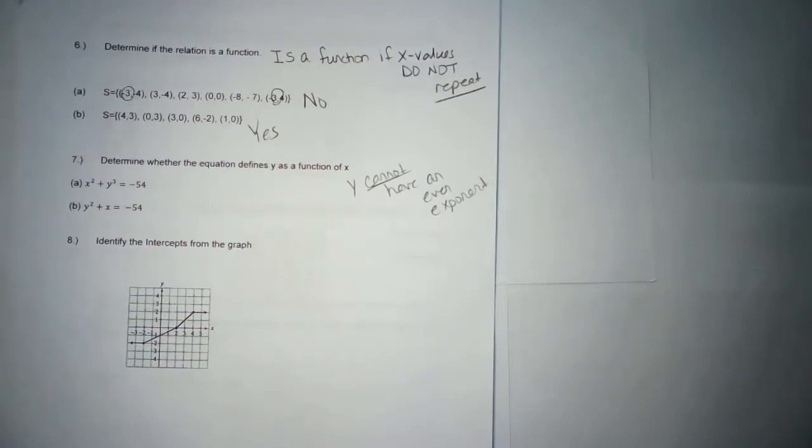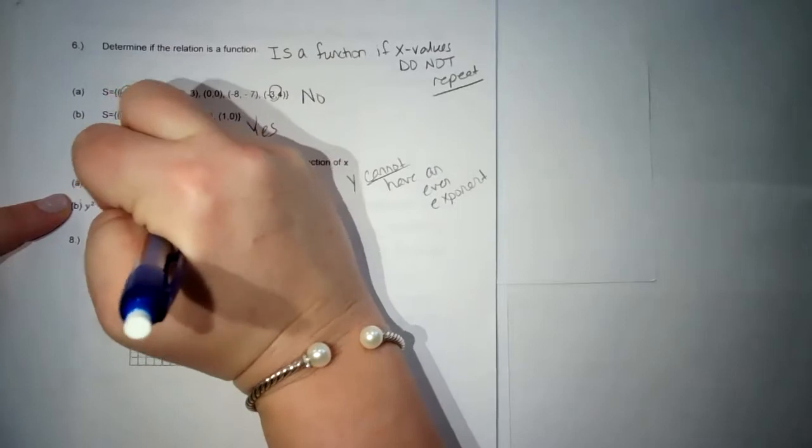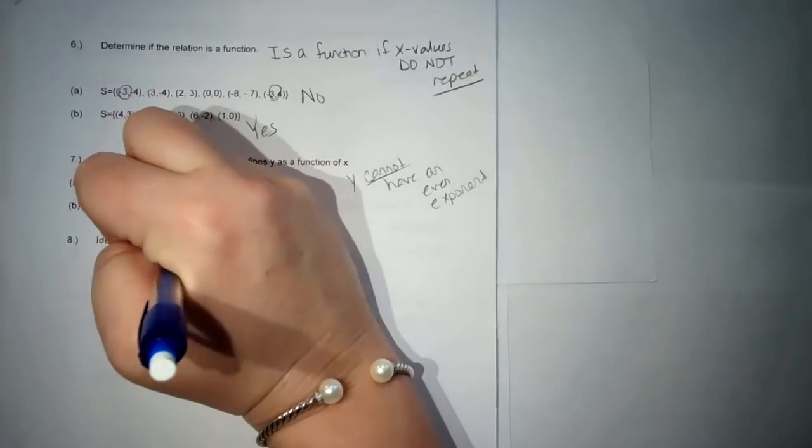All right, is A a function? Yeah, it's a function. Let's talk about it. X has an even exponent. That's okay. Y has an odd exponent. All right, we're good to go. Is B a function? No, because y has a 2 on it.